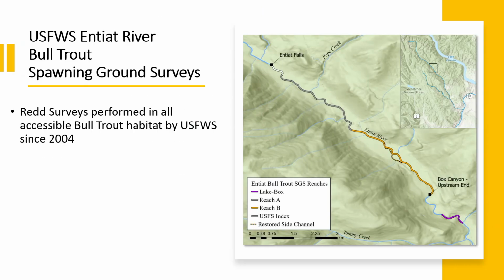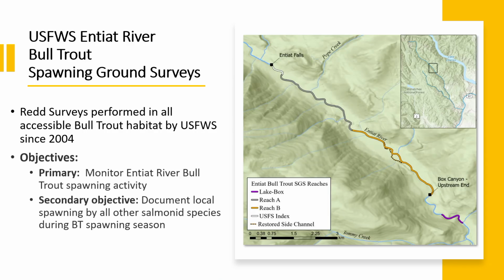Okay, and we have that data from red surveys that my office has been doing for over 20 years now. And we've been covering the area between Box Canyon and Eniot Falls. And these are red surveys, so they've had pretty straightforward objectives. Our primary objective has been to monitor river bull trout spawning activity, but we've had a secondary objective of quantifying any other fall spawning salmonids spawning activity that's up there. So that's Chinook, coho actually, and brook trout.